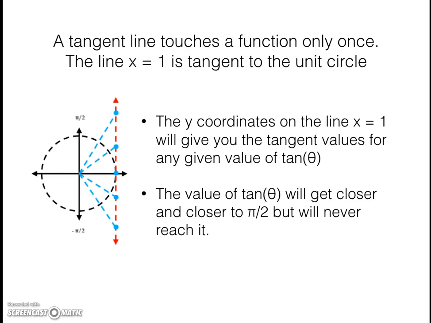A tangent line touches a function only once. The line x equals 1 is tangent to the unit circle. The y-coordinate on the line x equals 1 will give you the tangent value for any value of theta. The value of tangent of theta will get closer and closer as theta approaches pi over 2, but will never reach it.